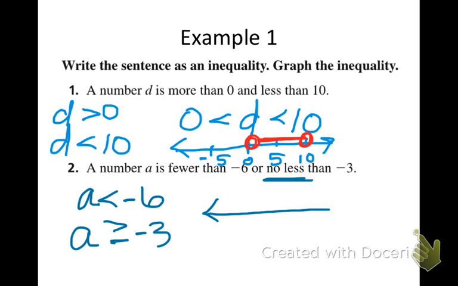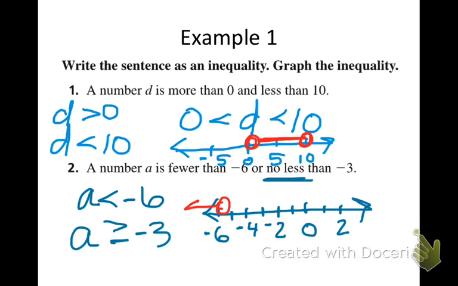So in this case, when we graph it, we could graph all the numbers that are less than -6, so an open circle at -6 and the arrow goes left, and all the numbers that are greater than or equal to -3, so a closed circle at -3, and it goes right. So this is an or compound inequality.